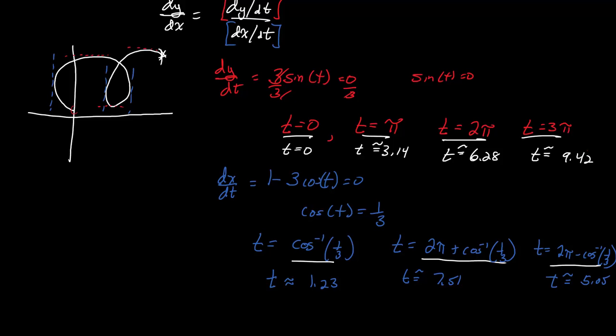and that's going to be approximately here, approximately here, and approximately here. So that's how we can figure out where the plane's flying vertically and horizontally. In this example, we do not have any singular points, so that worked out very nicely.